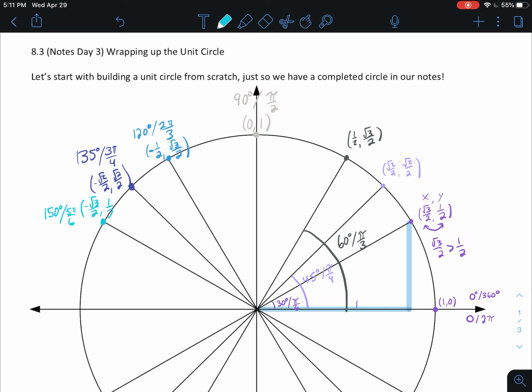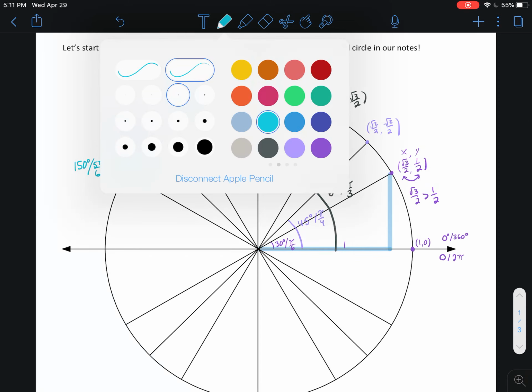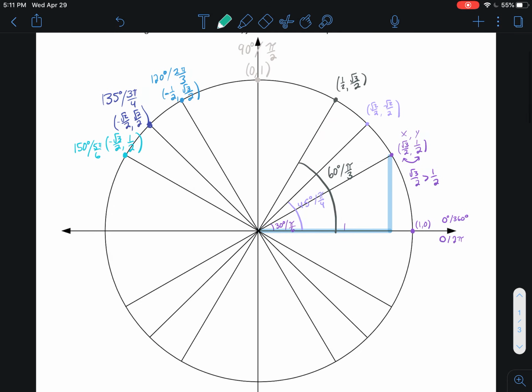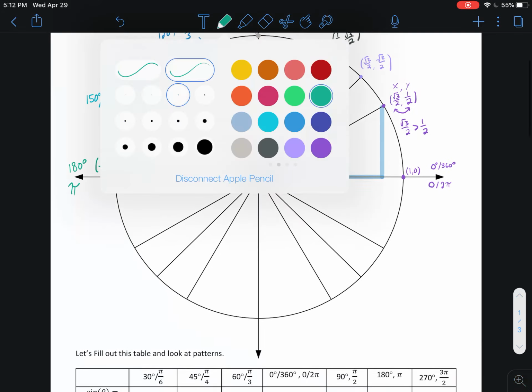Okay, so I hope it's starting to come together for you guys. The next spot that we have is our 180 degrees, or it could be our pi radians. Both of those things are what exist right there. Here we have -1 in the x direction and 0 in the y direction.